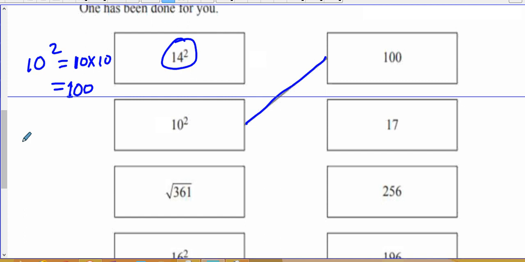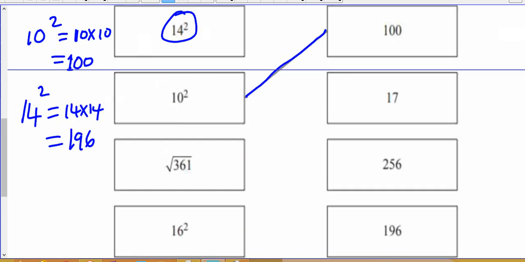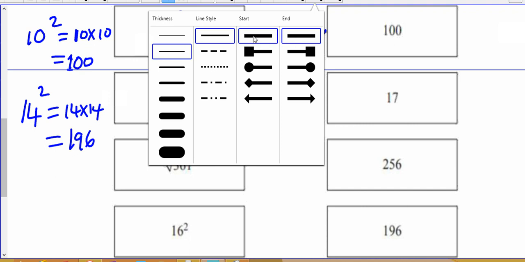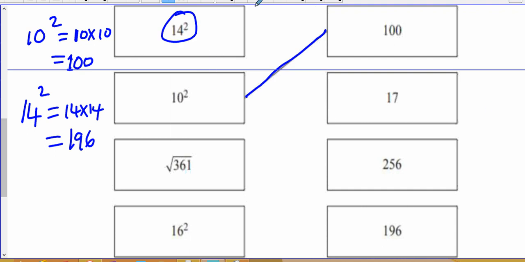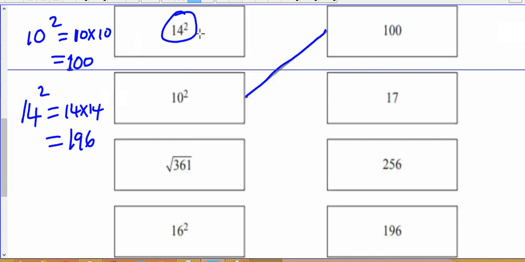Now let us find out what is 14 squared. 14 square will mean 14 times 14. And if you do it using a calculator, 14 times 14 will be 196. Now, 196, do we have 196? Yes, we do. So what we do, take your ruler and match the numbers like so. So 14 squared is 196. See that? It's done.